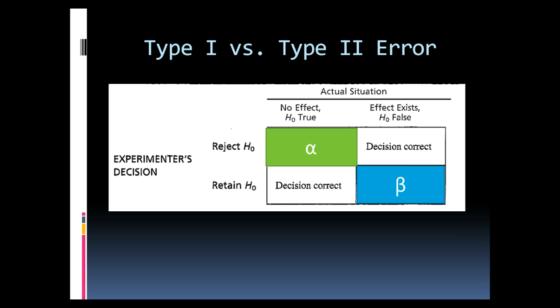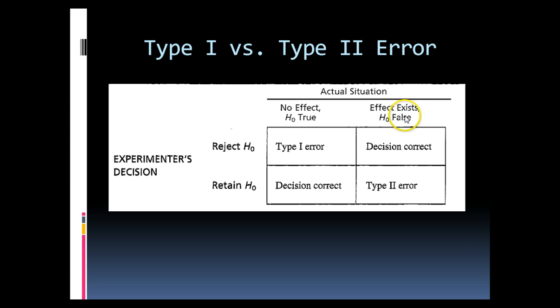So, I probably should back up a little bit. Type 1 versus type 2 error. This is a little table. As a researcher or experimenter, you have two decisions. You can reject the H sub O, the null, or you can retain it. When the H sub O is true and you reject it, that's a type 1 error. It's when there really is no effect, but you're saying there is. You're rejecting the H sub O. That's a type 1 error.